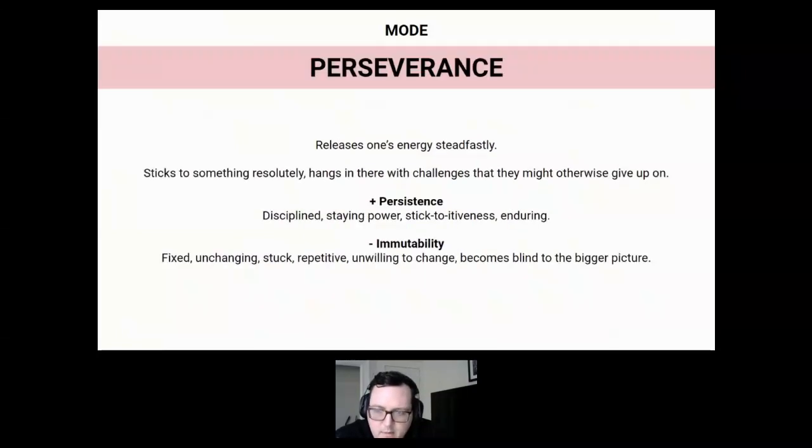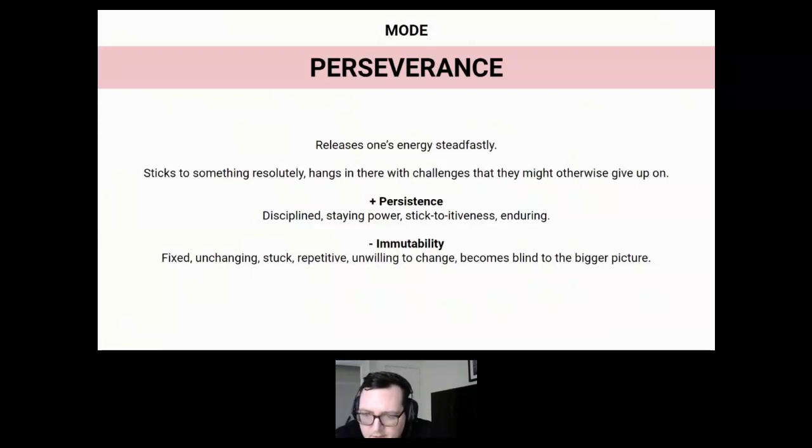So that's power. The next one is perseverance, which is the ordinal action axis mode. And with this one, you release your energy steadfastly. You stick to something resolutely, hang in there with challenges that you might otherwise give up on if you didn't have perseverance mode. The positive pole is persistence, where you're disciplined, you have staying power, stick-to-itiveness, and you're enduring.